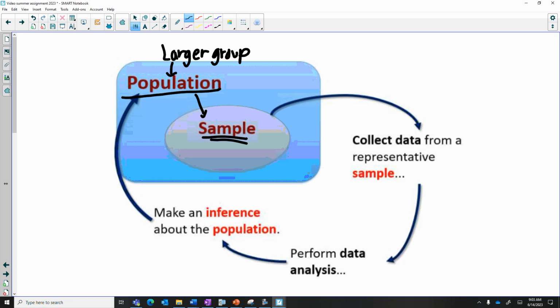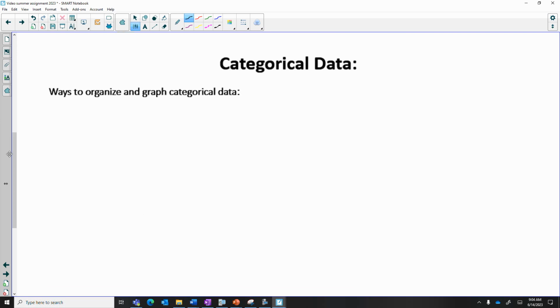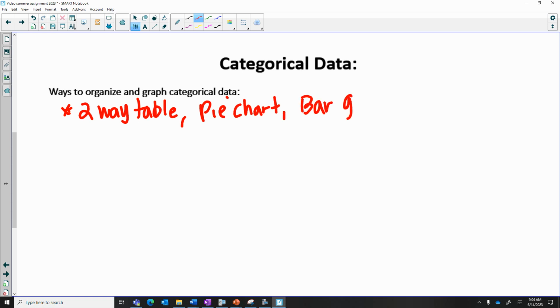So we take a small sample from the population, we collect data about them, and then we graph everything and we analyze it, and then we try to make an inference about that bigger group. And that's what we're going to be doing all year. We're going to get data from a sample, graph it, describe it, analyze it, and hopefully make a good generalization about the overall population. Okay, so let's start with categorical data. There are a couple of ways to graph categorical data. We can put it in what we call a two-way table, which you guys saw if you took Algebra 2. You can put it in a pie chart or a bar graph. And let's go into those right now.